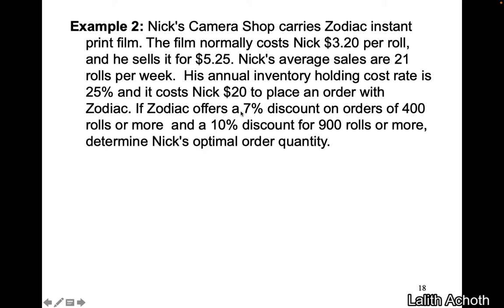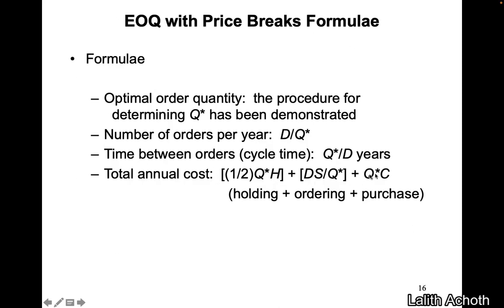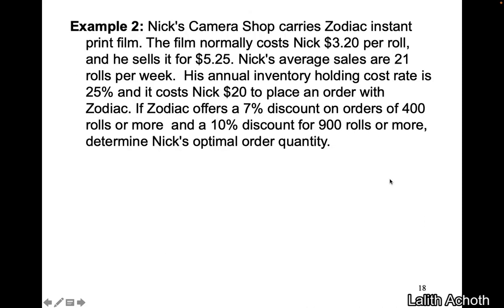Sorry, 7%. It offers a 7% discount on orders of this size. So now this $3.20 will become 7% less. So you must multiply 3.2 by 0.93 and then do the calculation, and do these three calculations. This will change. And then again do it with the 900. So it will be 900, the ordering costs, all that. I'll show you an example with 900.